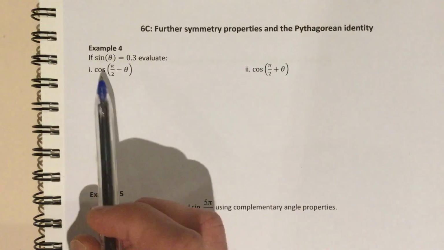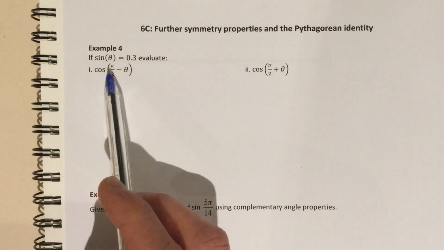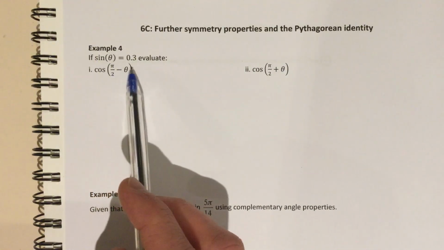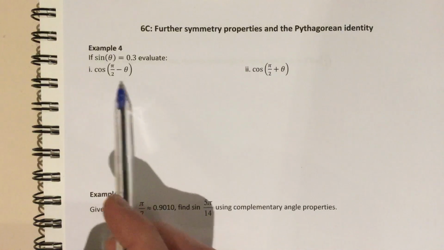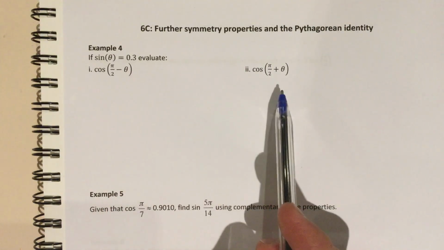In example 4, we're told that sine of theta, sine of some angle, equals 0.3. And then we're being asked to evaluate cos of pi on 2 minus theta and cos of pi on 2 plus theta.